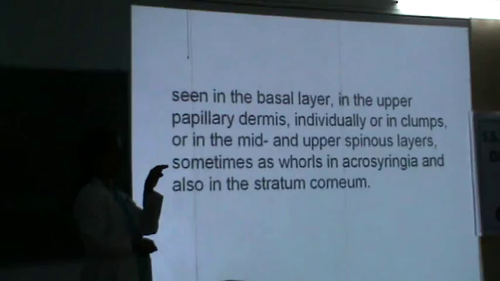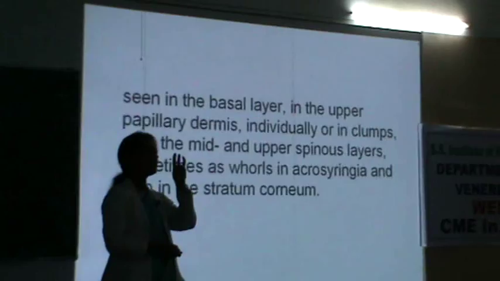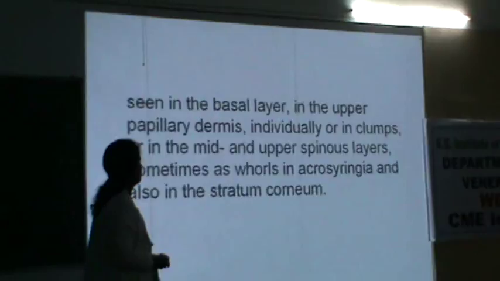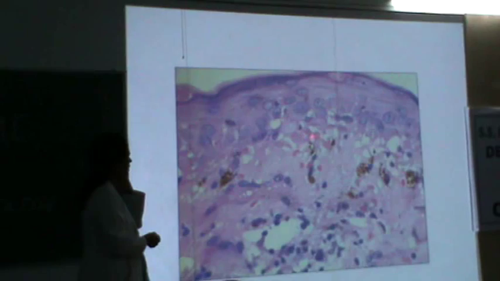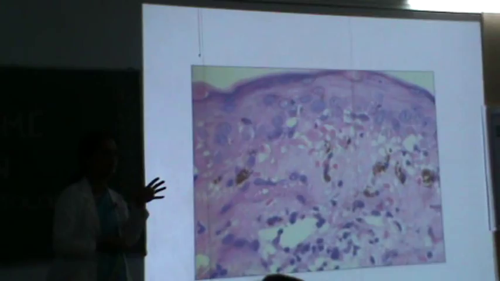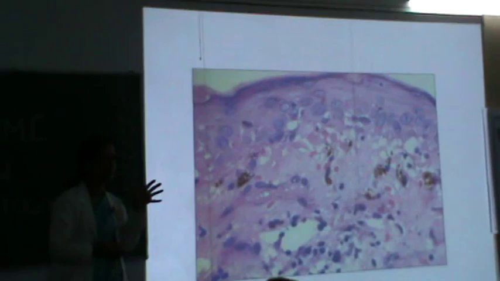They could be seen in the epidermis also, in the mid or the upper spinous layers. How do we say they are necrotic? It just looks like a mass of cytoplasm, it doesn't have a nucleus. Next. Yes. Anybody? Tell me how. Can you identify this? Yes? How many are there? There are many. Where are they present?